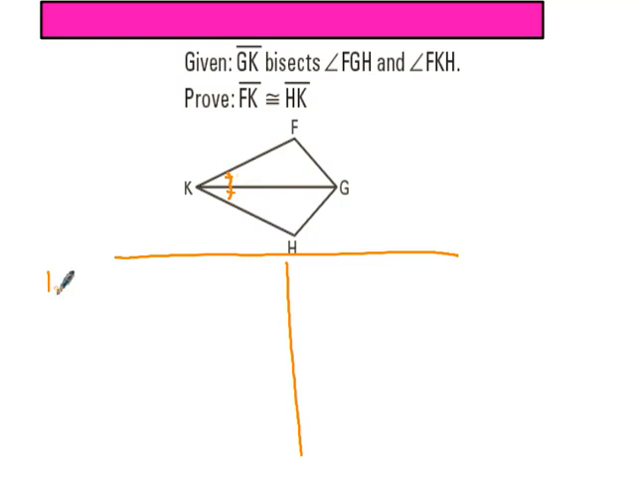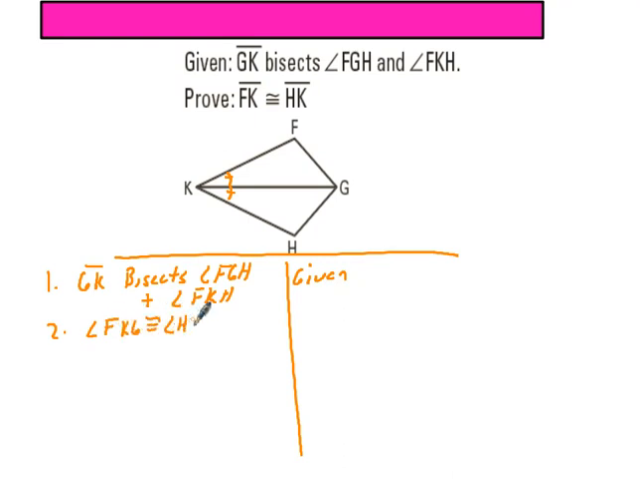So we can say, let's put the given down here, GK bisects angle FGH and angle FKH. That's given. Step number 2, we know because GK is bisecting it, those angles will be congruent. So we can say angle FKG is congruent to angle HKG. Definition of angle bisector.